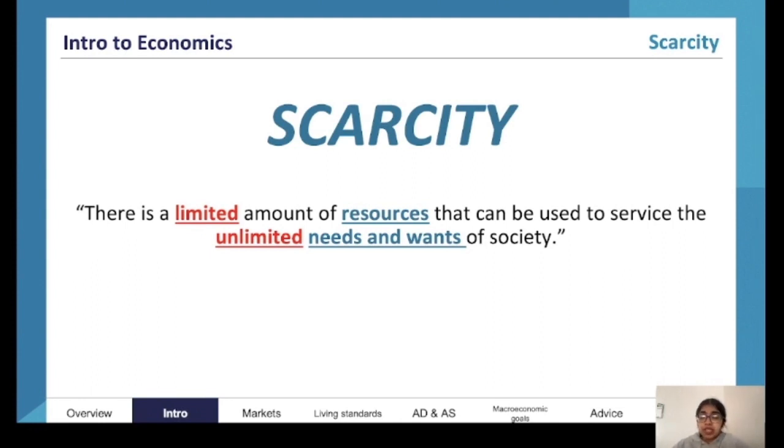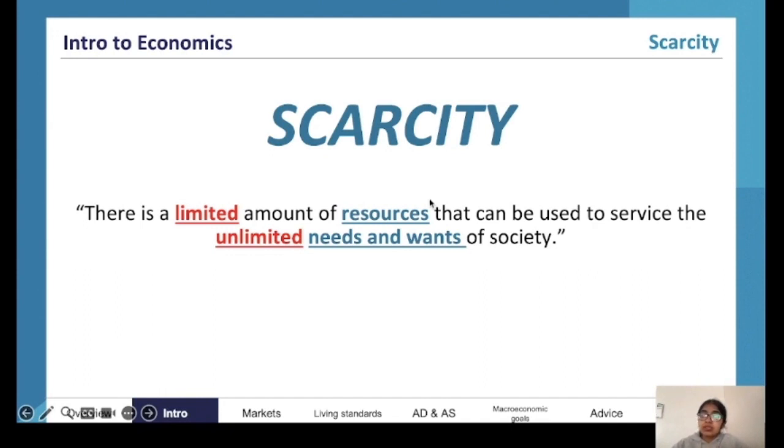Okay, so that's a problem, because if we have a limited amount of resources, it means that we're not able to satisfy all our needs and wants. So there, we need to make decisions on how we can maximize our satisfaction. So let's just break this down. First of all, resources.